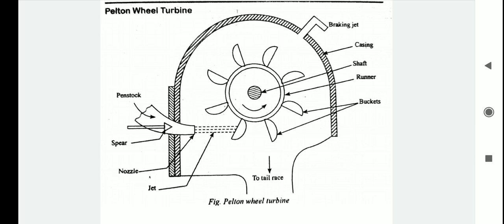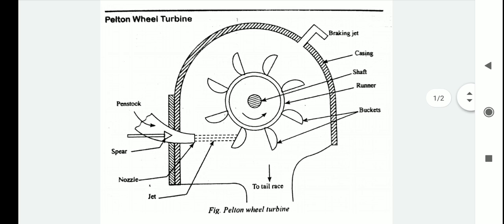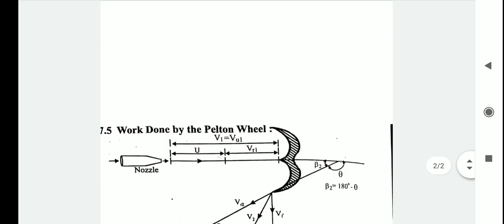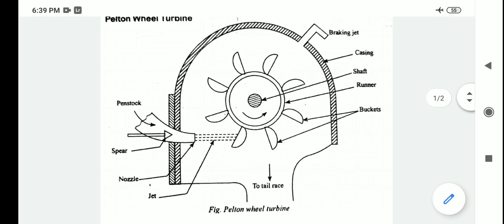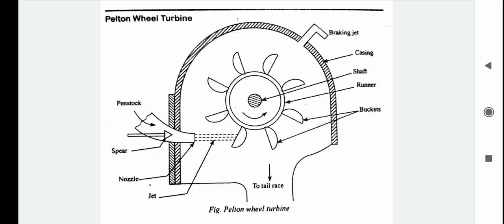The second one is the effective head. It is the head available at the inlet of the turbine, and it is obtained by considering all the head losses in the penstock. If HF is the total loss, and H is the effective head above the turbine, then H is equal to HG minus HF.